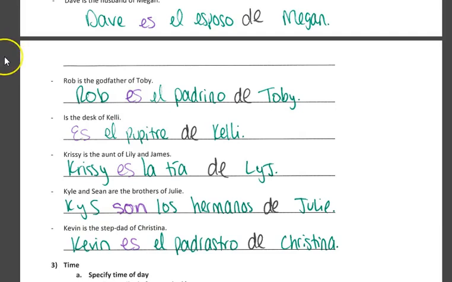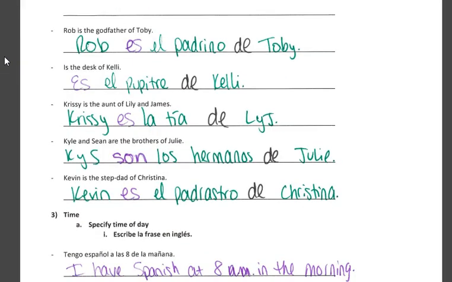Chrissy is the aunt of Lily and James. Chrissy es la tía de Lily y James. Kyle and Sean are the brothers of Julie. Kyle y Sean son los hermanos de Julie. And Kevin is the stepdad of Christina. Kevin es el padrastro de Christina. So again, make sure any questions you're not sure why, make sure you ask me.